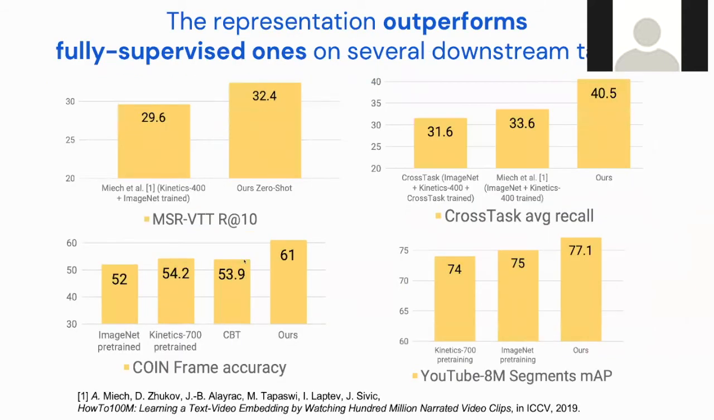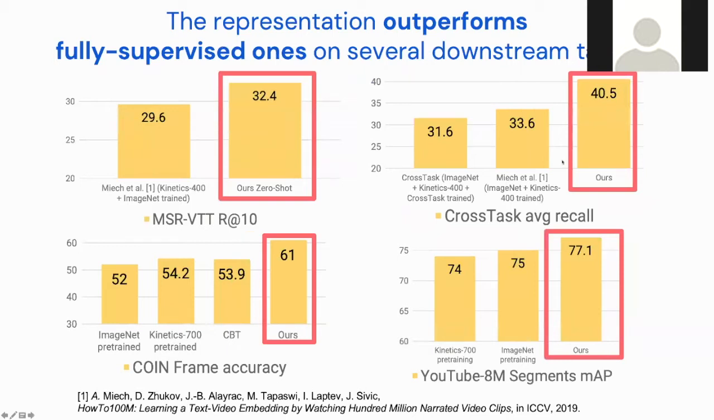But maybe even more interestingly, when we were only fine-tuning the last linear layer or in the zero-shot setup, we were able to even outperform fully supervised representations trained on ImageNet or Kinetics on different benchmarks, such as MSRVTT, the CrossTask dataset, the COIN dataset, and also the YouTube-Instructional segments. So this was a really good proof for us that this self-supervised approach is valid and can actually replace trying to manually annotate the data. And this really strengthened our hypothesis that large-scale self-supervised training can be a better option than training on smaller scale supervised datasets.